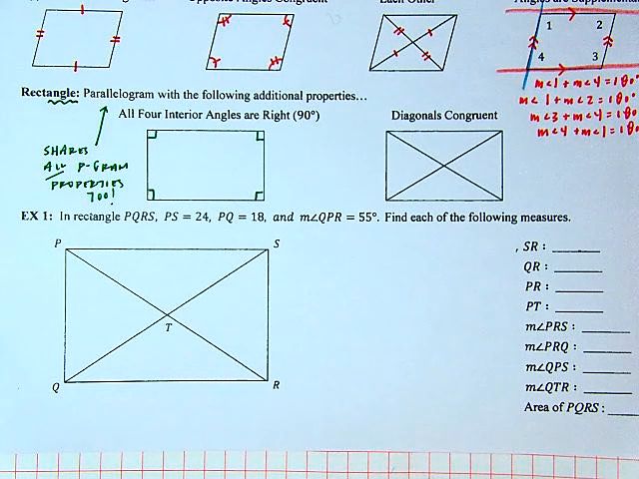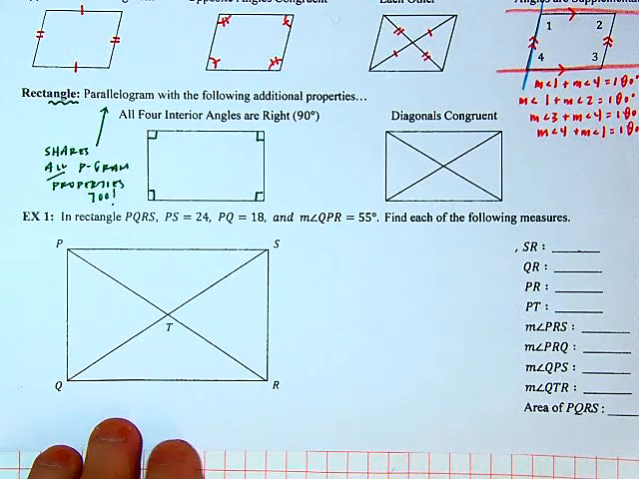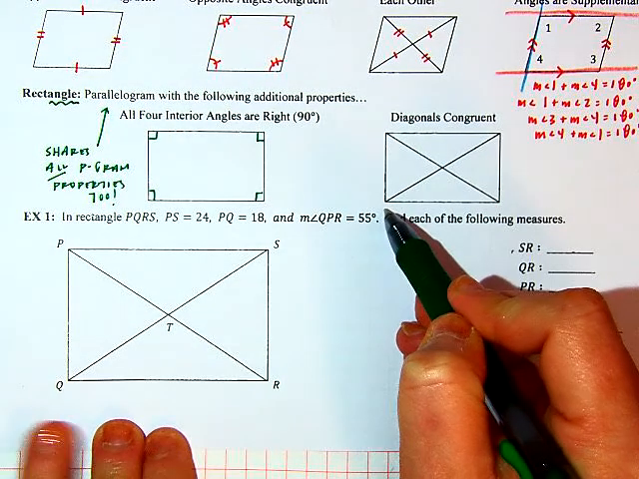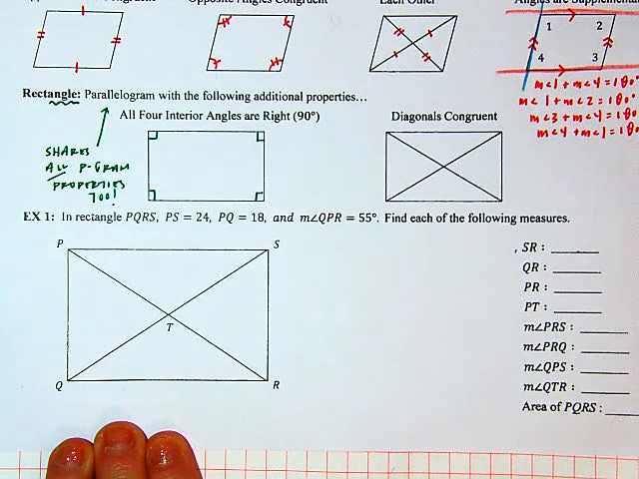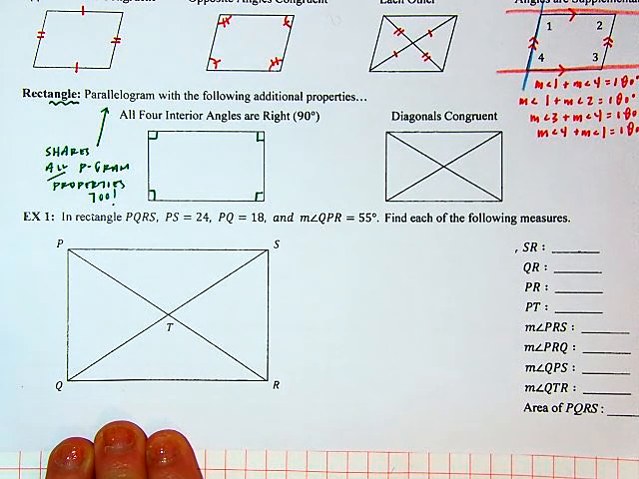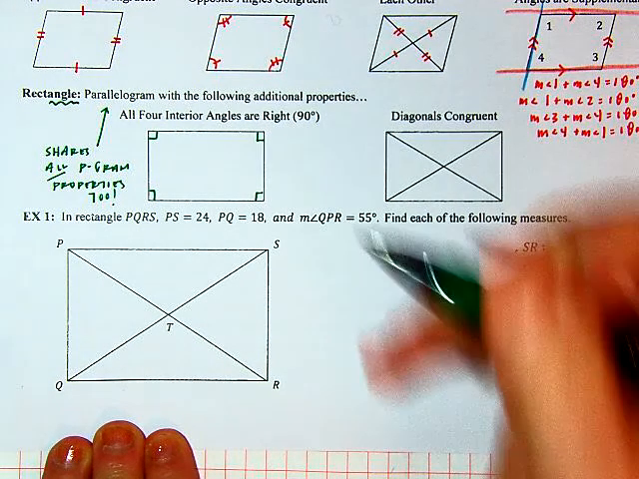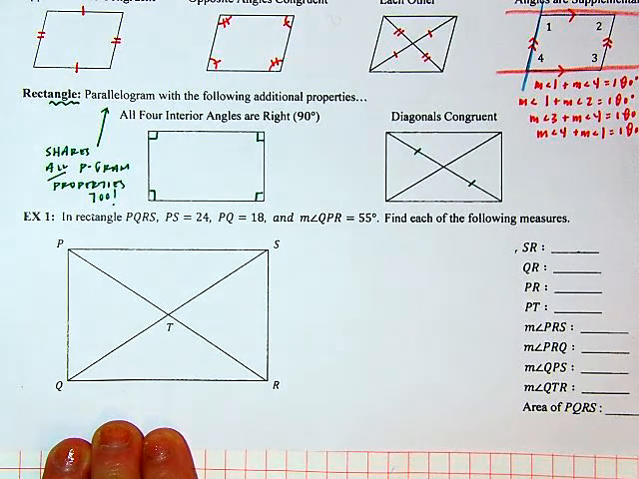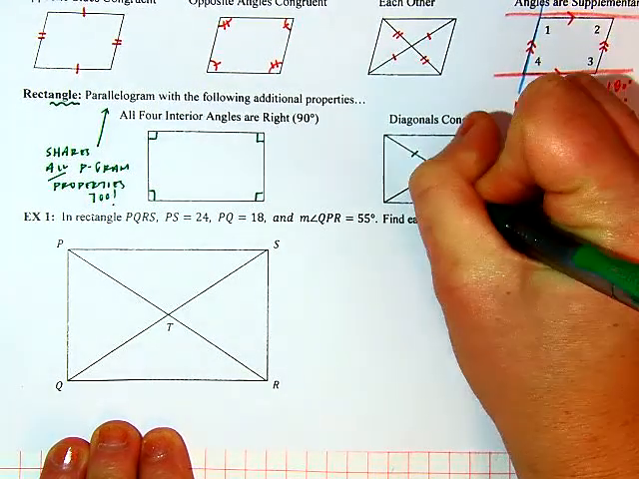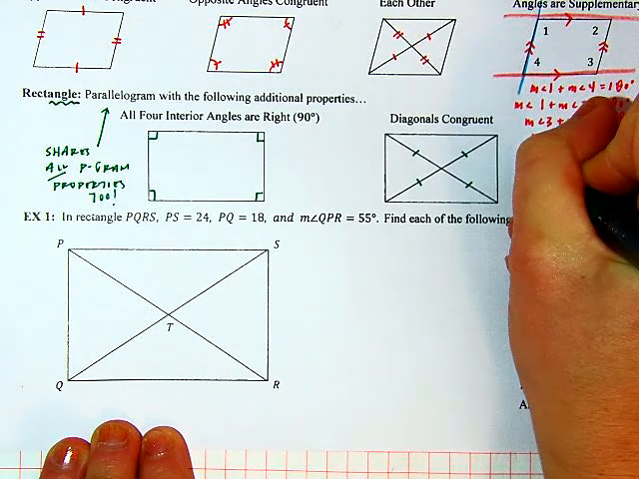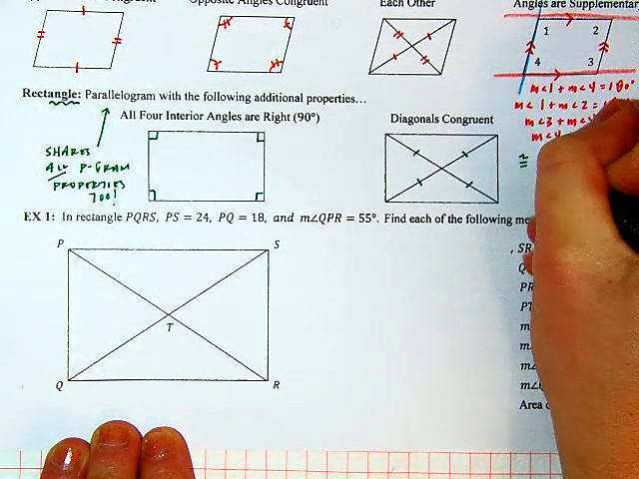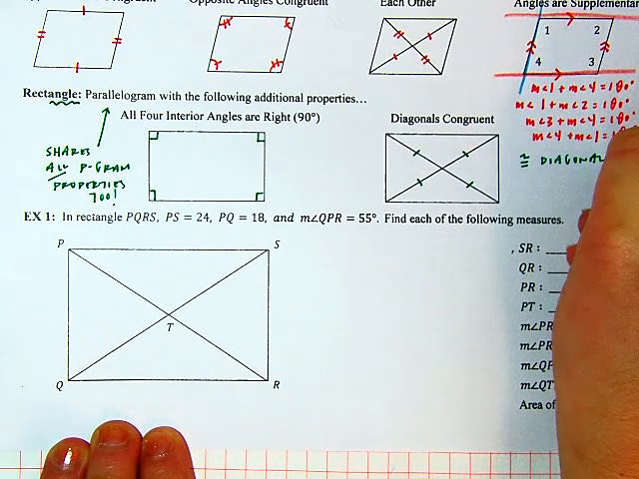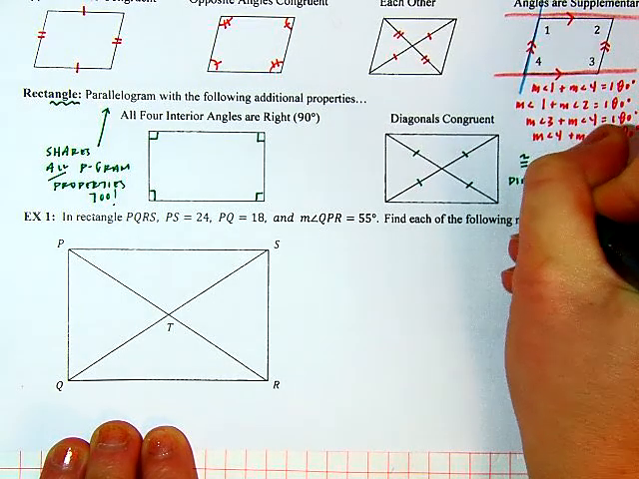Okay, the other thing that we know is that our diagonals are congruent. So this diagonal here is congruent to this diagonal here. And since it's also a parallelogram, the diagonals get bisected, so we end up having this part congruent to this part, and same thing over here. So I'm just going to remind you that we have congruent diagonals and the diagonals bisect each other.